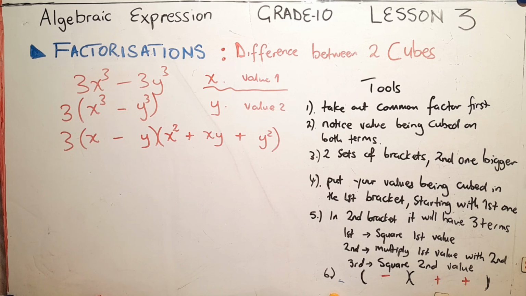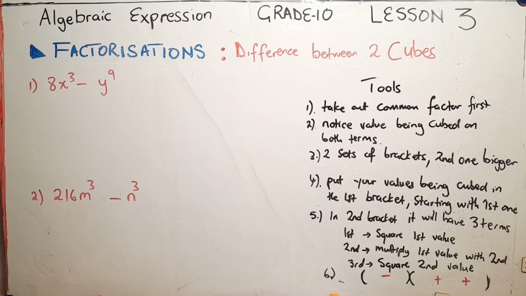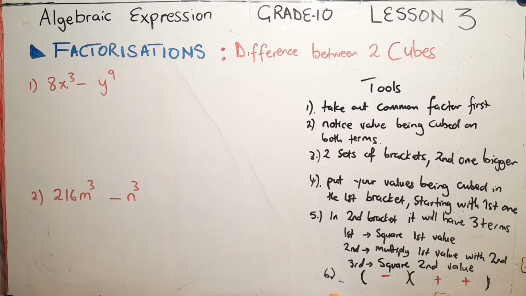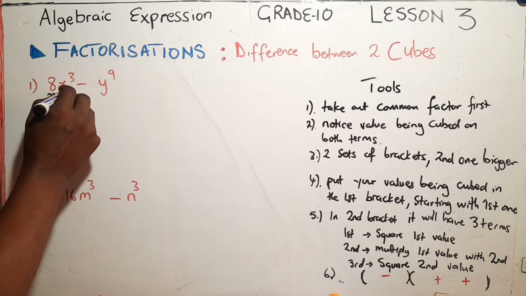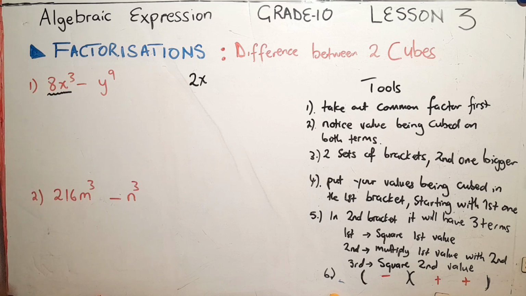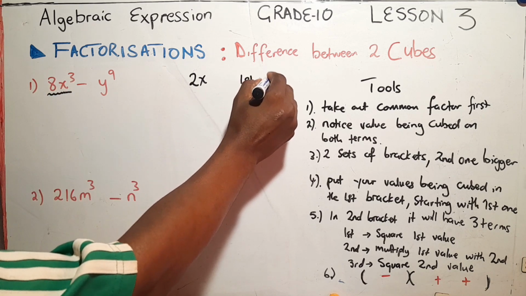So let's look at more examples so that you can see how this works. Let's take a look at these 2 examples before we do the more complex examples. On number 1, we have 8x cubed minus y to the power of 9. Again, if you want to try this, you can pause the video and try it before I give you the solution. So let's take a look. Are there any common factors? No, there are no common factors. But now, which values are multiplying to give us that? We can see that if we multiply 2x 3 times, we can get that. So it means that our 2x will be our first value.